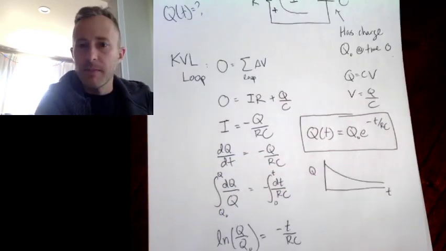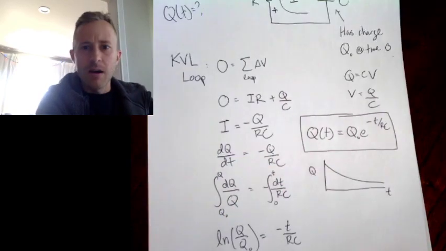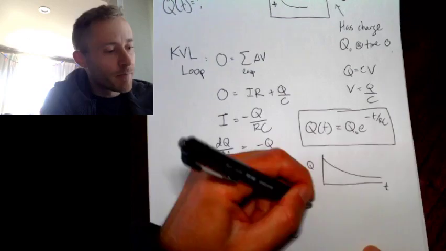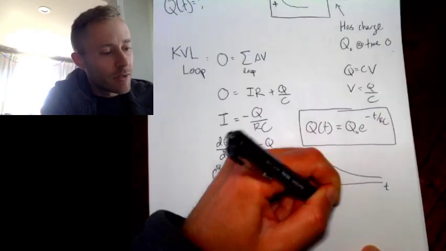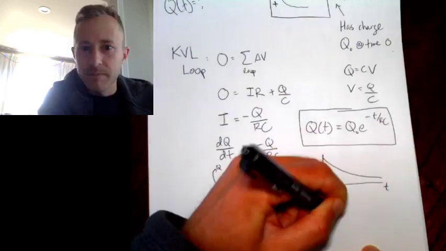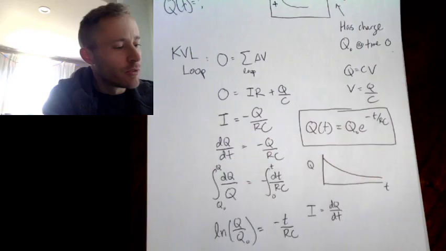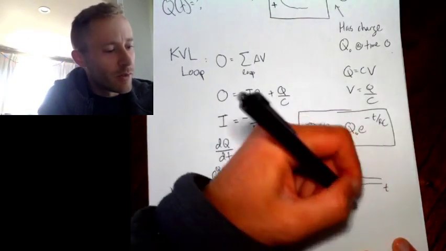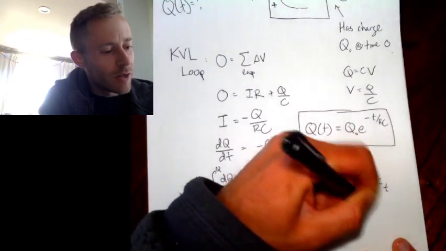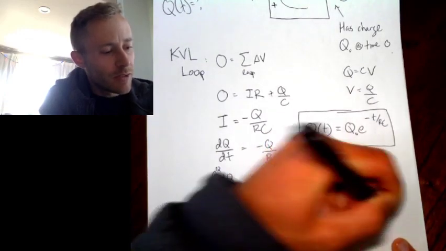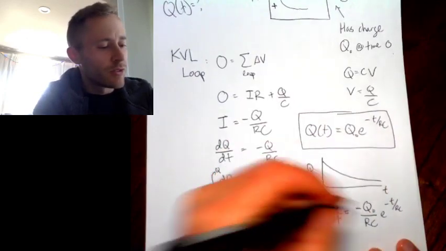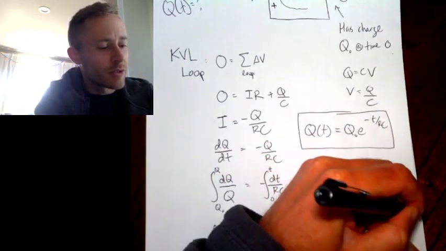Okay. How could we get the current as a function of time? Well, current equals dQ dt. So taking the derivative of that would give a current of minus Q naught over RC e to the minus t over RC. So this is the current as a function of time.